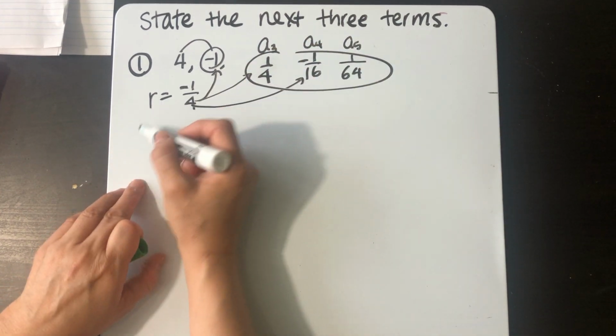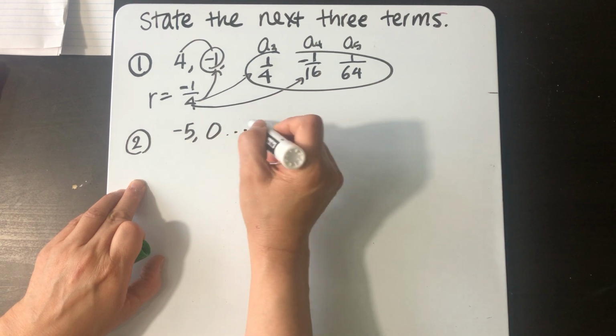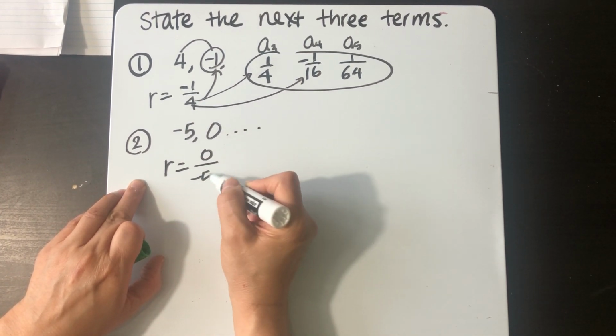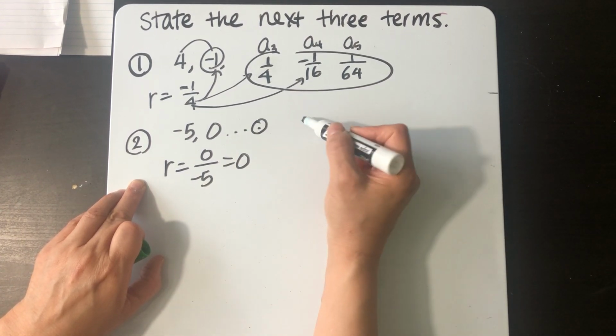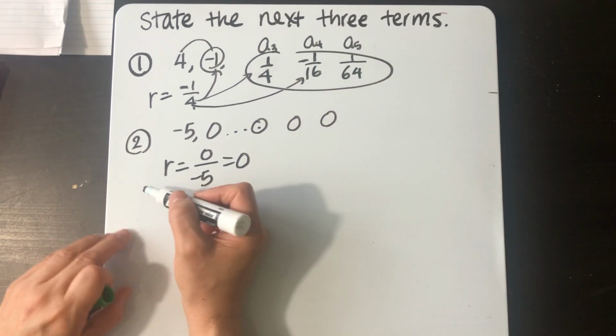The next one, we have -5 and 0, ... So the ratio is 0 divided by -5, which is 0. It's going to be 0. 0 times 0 is 0, 0, 0. So the next three terms are going to be 0, 0, 0.